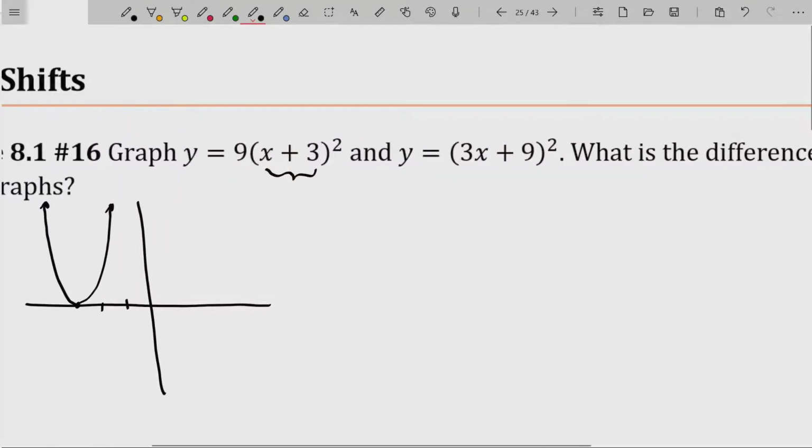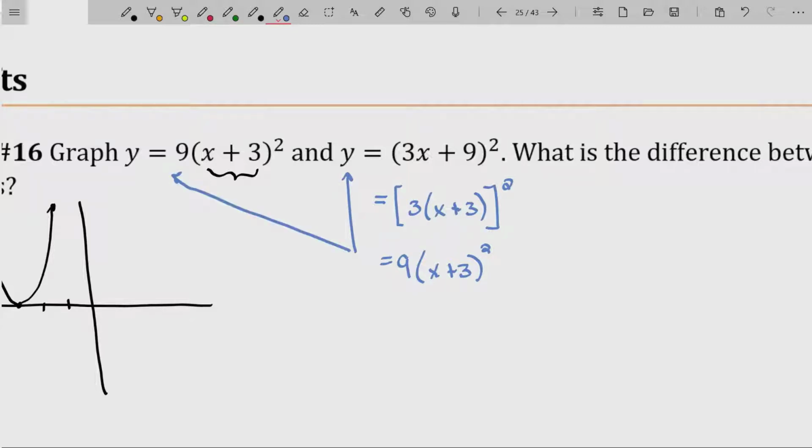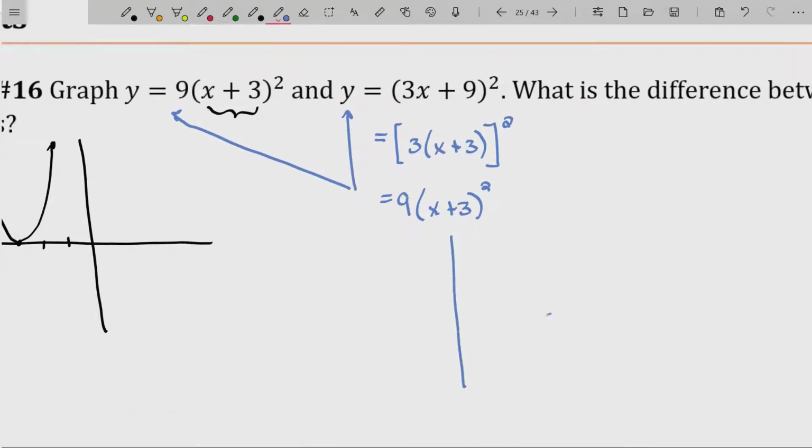Now, let's move over to the second one and graph y equals 3x plus 9 quantity squared. Well, if you notice, y equals 3x plus 9 quantity squared can be rewritten as the quantity 3 times the quantity x plus 3, and then squared. And of course, 3 squared is 9. And we still have the x plus 3 squared. And all of a sudden, you see that this function right here is identical to that function right there. So the graph of this function right here is shifted 3 units over, and it's the same picture.